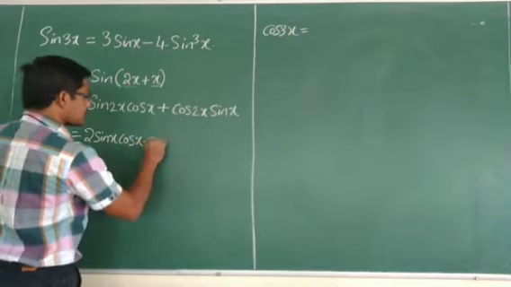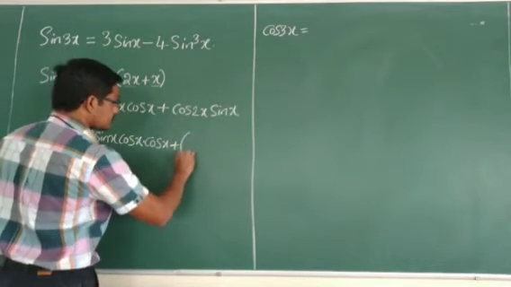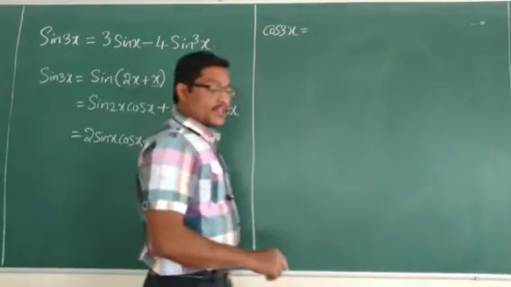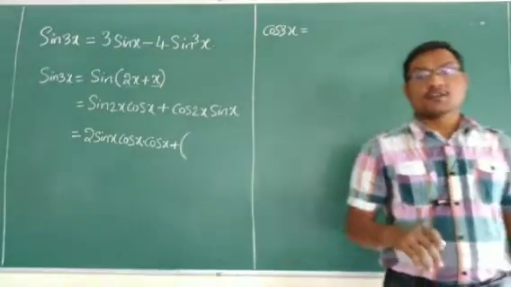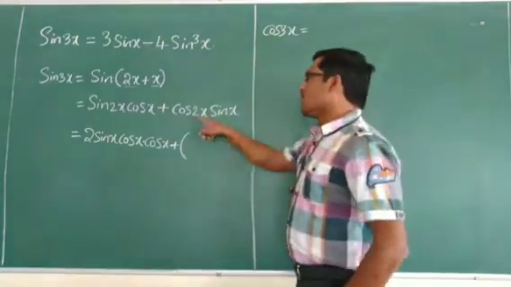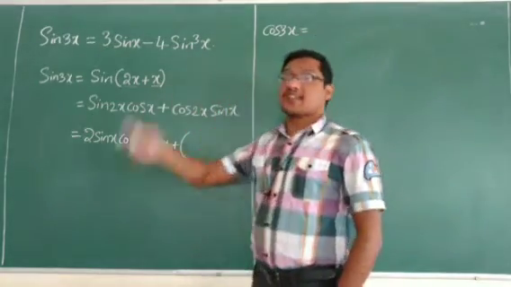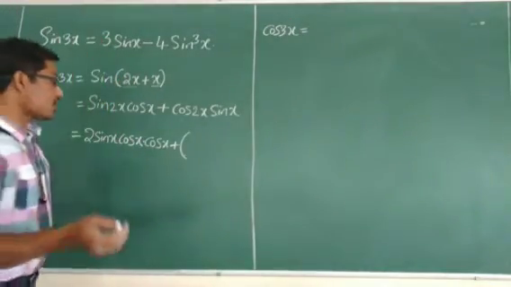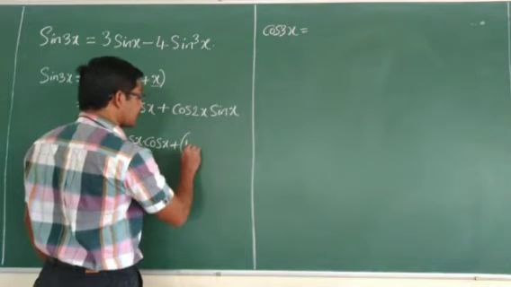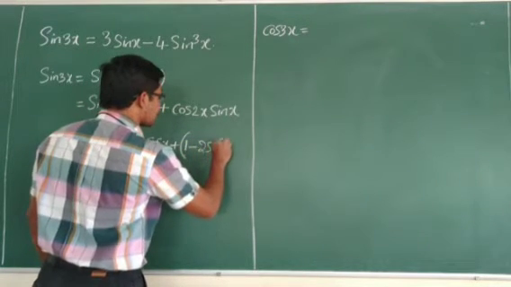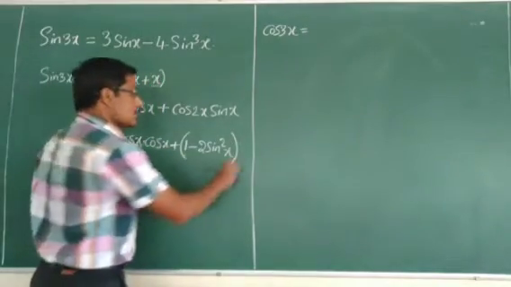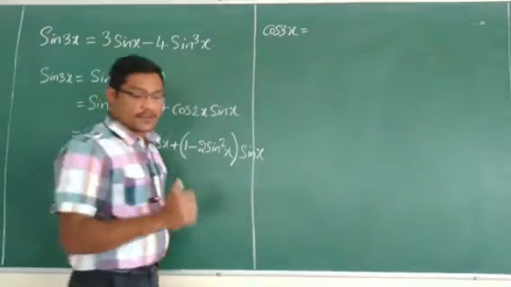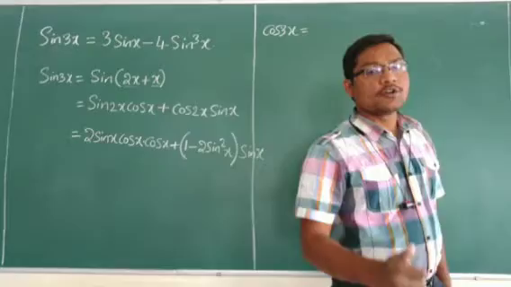Again this cos x plus, in previous class we have seen derivations of cos 2x. We have given 4 different formulas. Out of the 4 different formulas, we need this cos 2x in terms of sin. So what is the appropriate formula there for sin? 1 minus 2 sin square x into sin x.